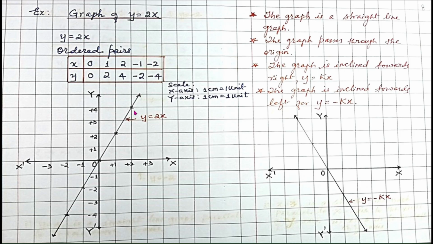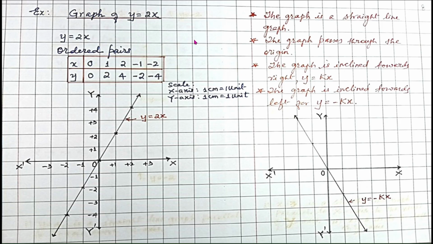Now with a suitable scale on a coordinate plane, on a graph sheet, draw this and locate the points first. That means x is 0, y is 0; x is 1, y is 2, put a dot; x is equal to 2, y is equal to 4, put a dot; x is minus 1 and y is minus 2, put a dot here; and x is minus 2 and y is minus 4. So we have got the dots here. Join the dots with a straight line. We have a straight line graph which passes through the origin.